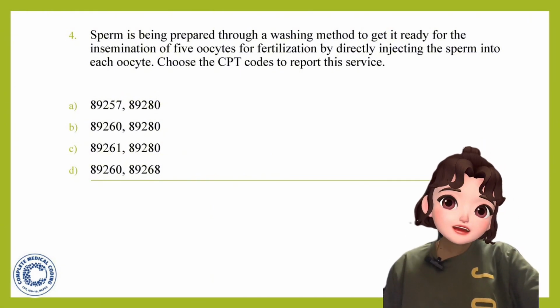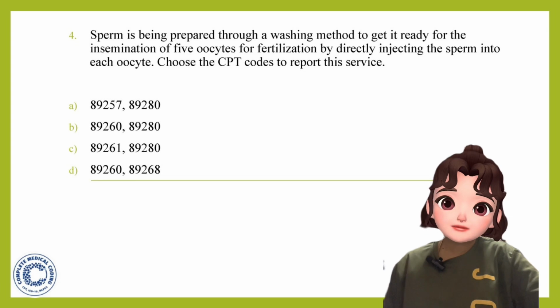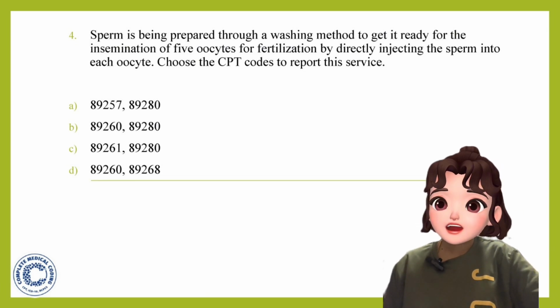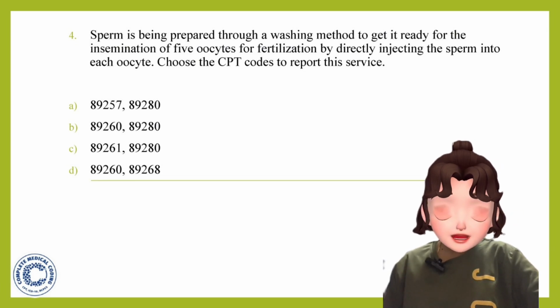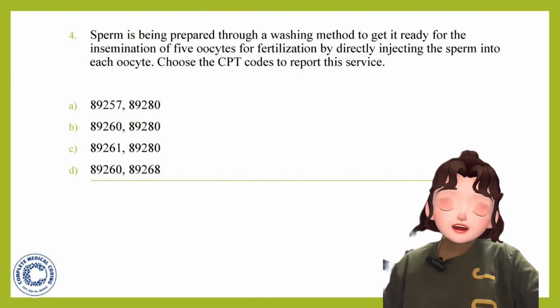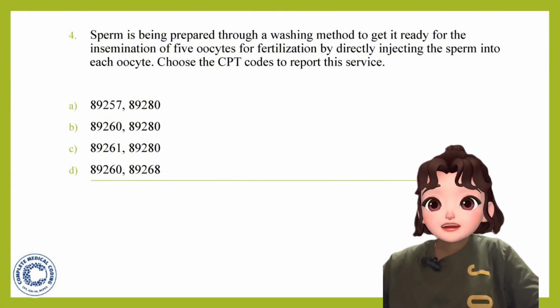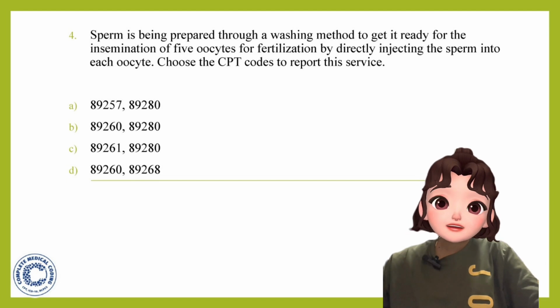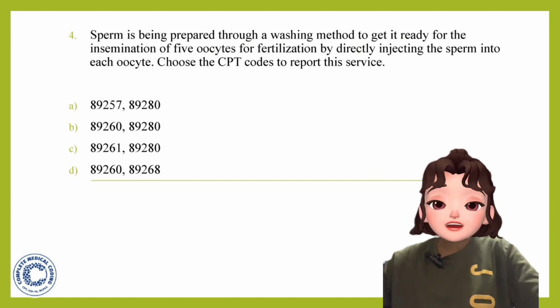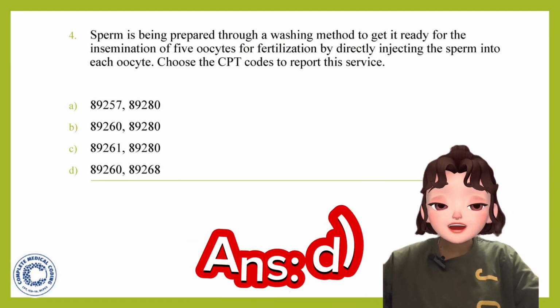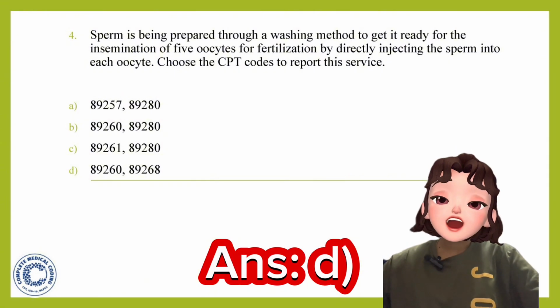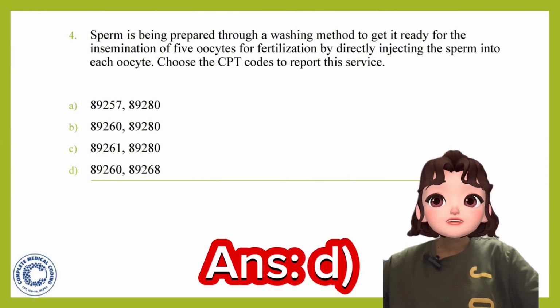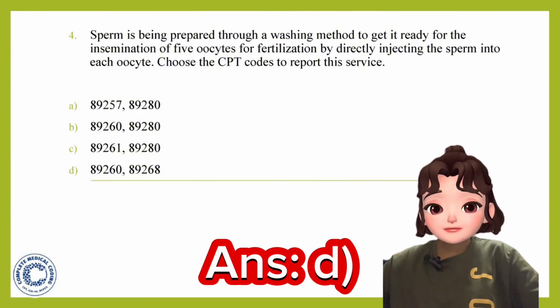So go to option D. Again, 89260 is the code for sperm washing. And what is 89268? Insemination of oocytes. Yes, that is what we need, right? Insemination of 5 oocytes. So that is the second code, 89268. So obviously the answer will be option D, 89260 for the sperm washing, and then 89268 for the insemination of oocytes. Okay.